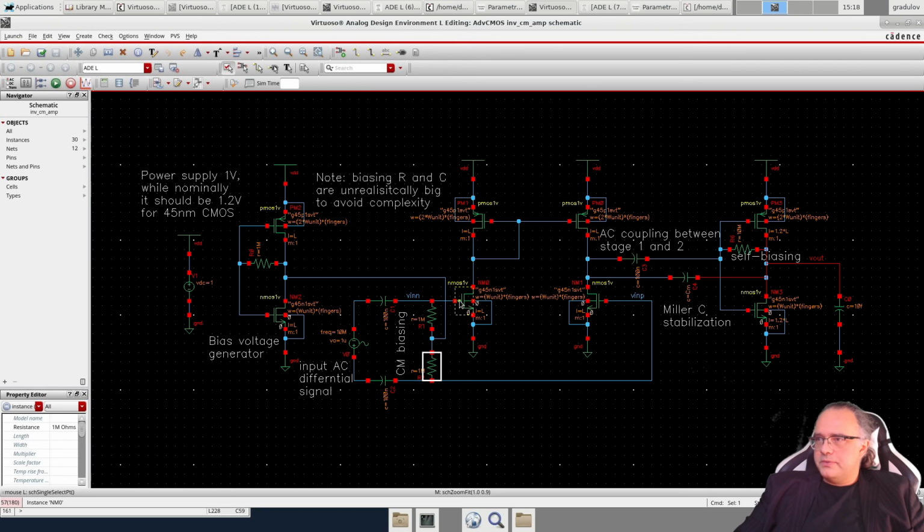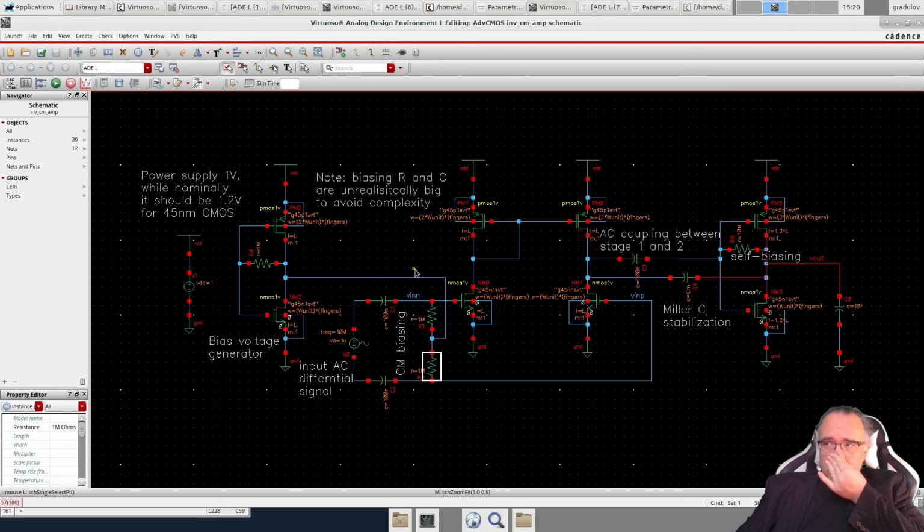Now there is room for optimization in the biasing of stage 2, because this is not an inverter, because the load here is diode connected. This means that we can choose a better biasing point for the NMOS transistors. The biasing is not optimum, but it is close to the optimum.